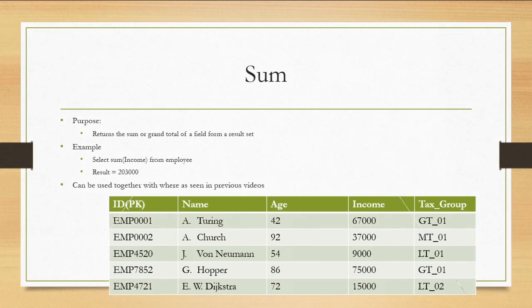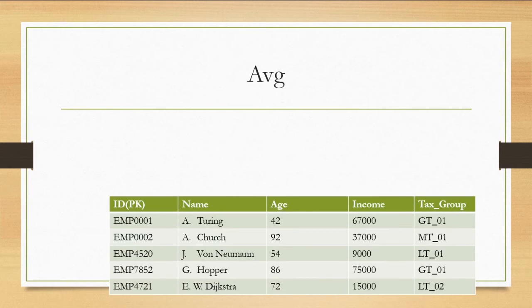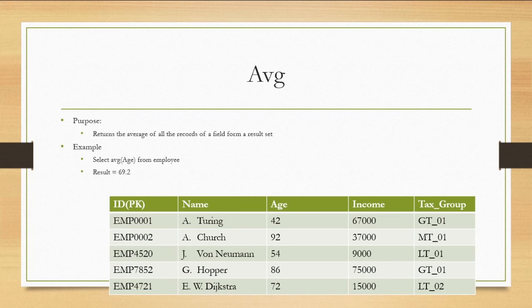Now let's look at average. The purpose: it returns the average of all the records of a field from a result set. For example, select the average of age from employee. If we add them all up and divide, we get 69.2. Again, it can be used with where, as seen in previous videos. This is quite a short video as these concepts are really trivial.